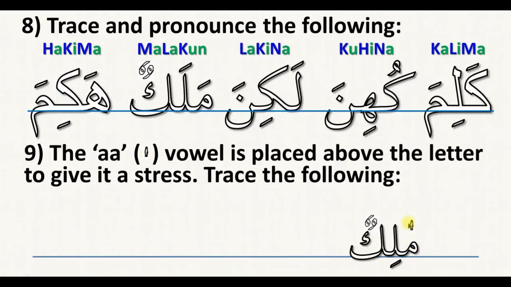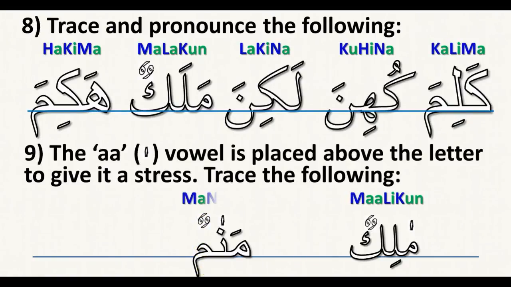Here you have M-A-A ma, L-I li, K-U-N kun, malikun. Here you have M-A ma, N-A-A na, M-U-N mun, manamun. And here you have A-A-A-A, L-A-A la, M-U-N mun, alamun.